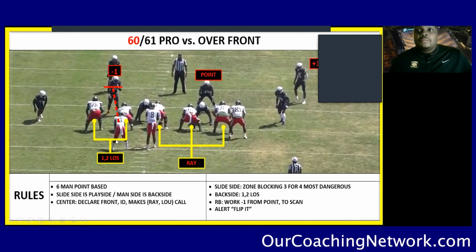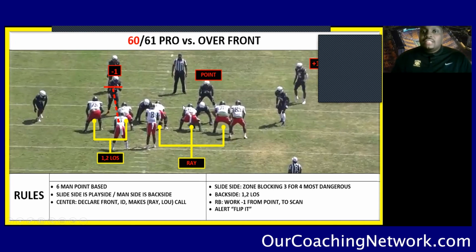After, when we flip the protection, we have to notify, we tap our butt to notify the running back, hey, we're flipping the protection. So now your minus is on the opposite side. So that's just a brief introduction as far as what this is to us. All right. What this 6-man point-based, even just to a regular overfront, is to us, how we identify it, what our calls are, and what we're trying to accomplish.